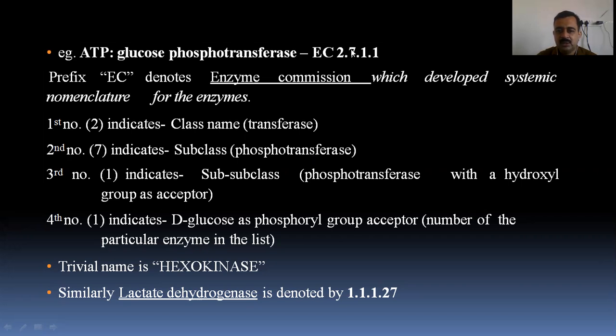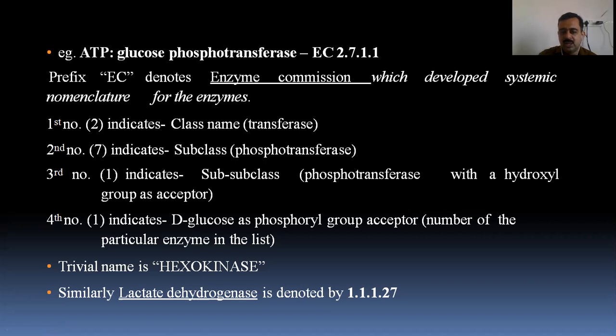So this is the main class, and this is the subclass, phosphotransferases. The third number, 1, indicates the sub-subclass, phosphotransferases with a hydroxyl group as an acceptor. So this was the class, this was the subclass, and in this phosphotransferase class of enzymes, hydroxyl group acceptors are there. Therefore, its classification is 1. Now, the fourth number, 1, indicates D-glucose as the phosphoryl group acceptor, the number of the particular enzyme in the list. Now, the trivial name is hexokinase. One of the best known enzymes of this particular class is hexokinase.